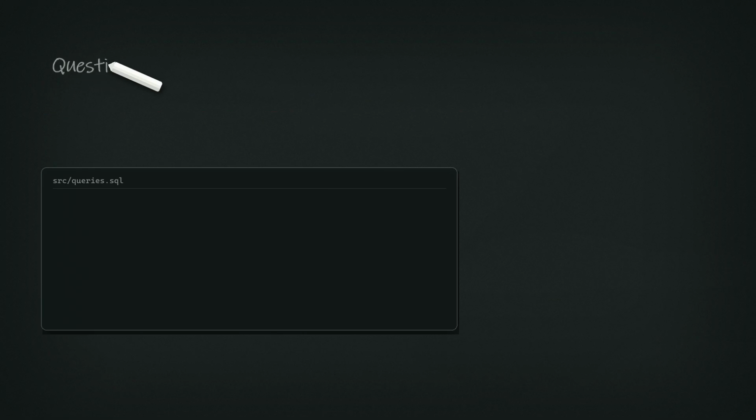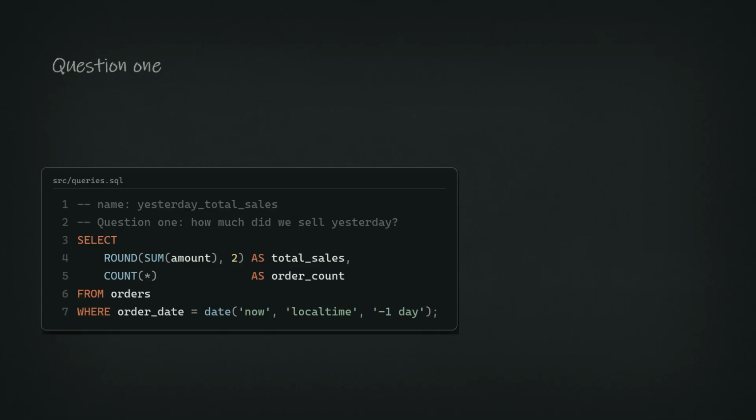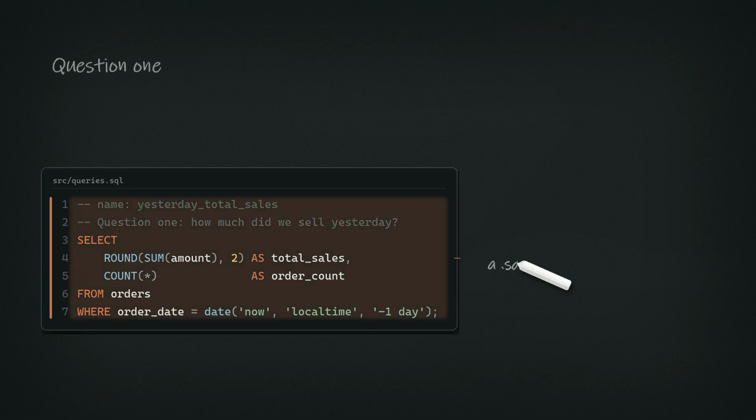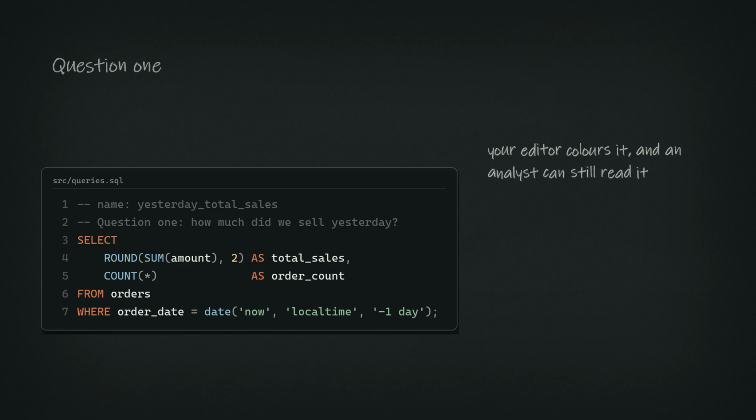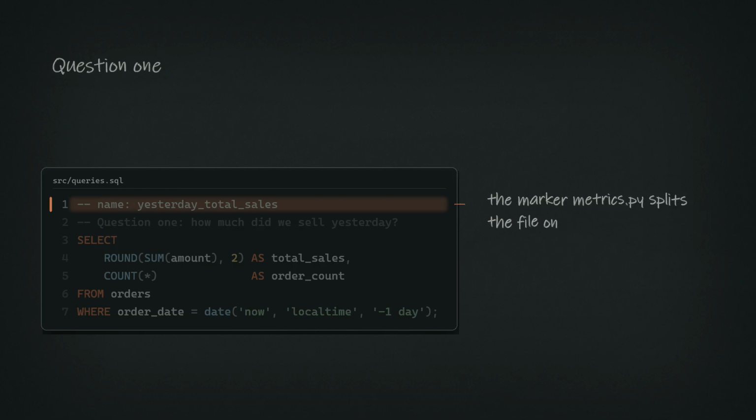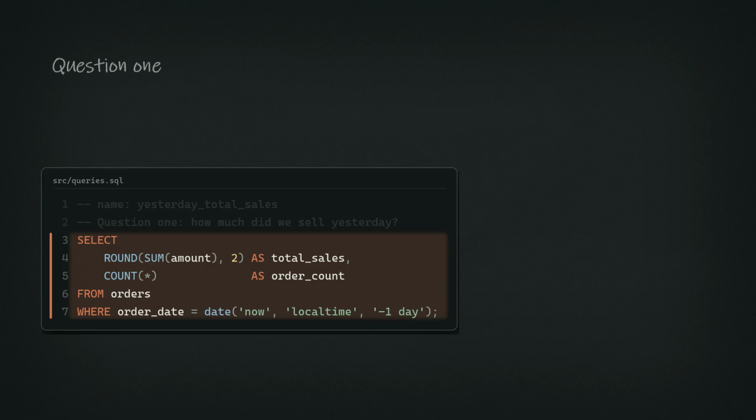So open queries.sql. The first thing to notice is that this is a .sql file and not a Python string. 2 reasons. Your editor colors it properly, and an analyst on your team who does not write Python can still open it, read it, and fix it. Each block starts with a comment that says name: and then a name. That is not decoration. A tiny parser in metrics.py splits the file on those lines and gives you a dictionary of name to query. Here is the first query, and here is where I want you to slow down.